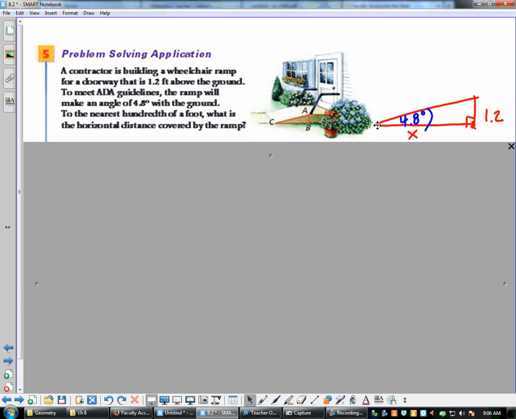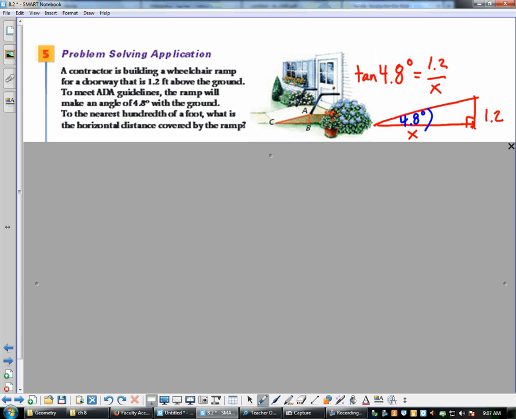Colin? You want to do cosine of 4.8 degrees. What? Oh, no. Yeah. Tangent of 4.8. Why'd you switch from cosine to tangent? And don't say because Lauren told you. Because you were given the opposite length and you're trying to find the adjacent length. So tangent of 4.8 degrees equals 1.2 over x.